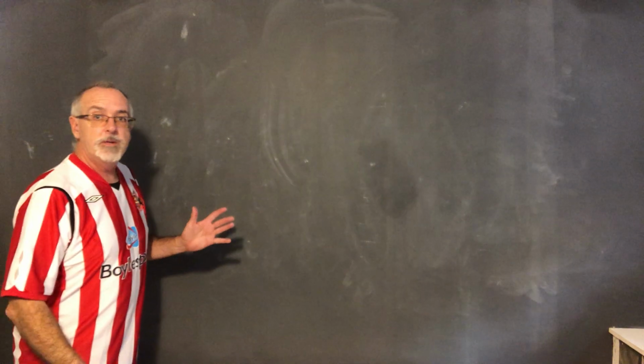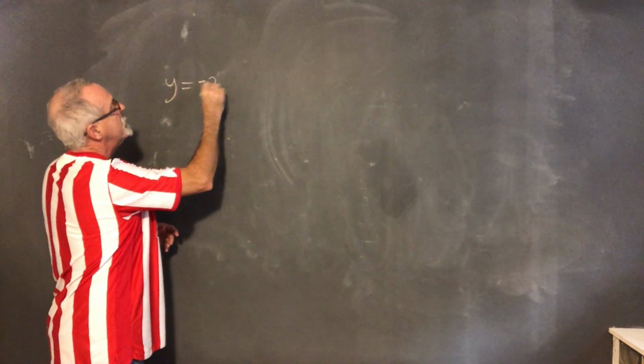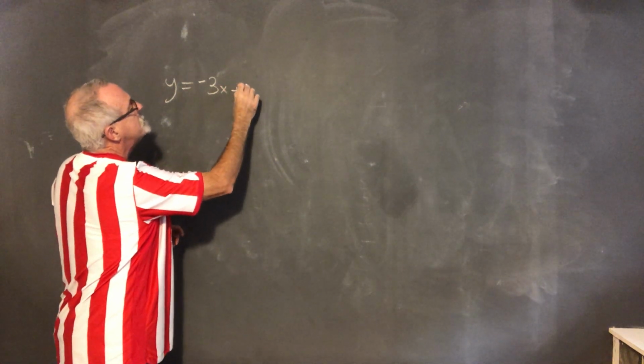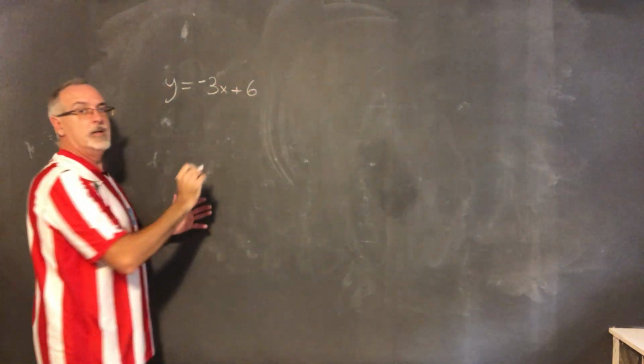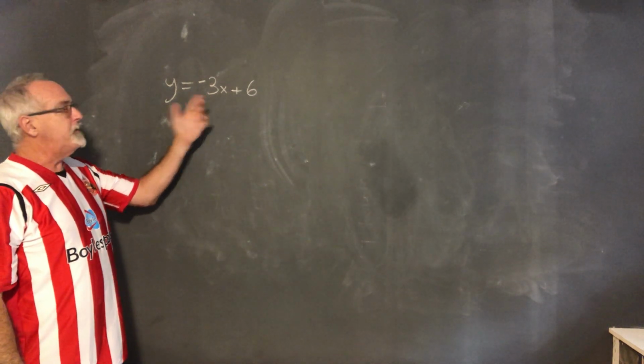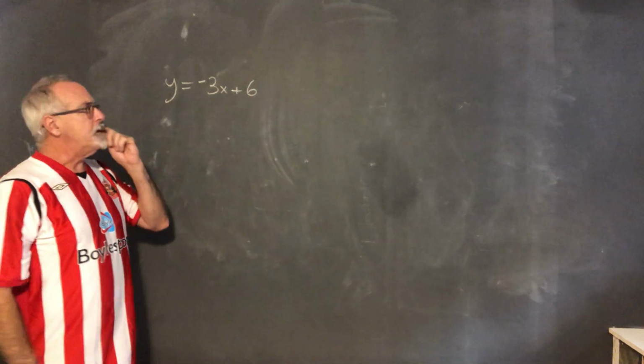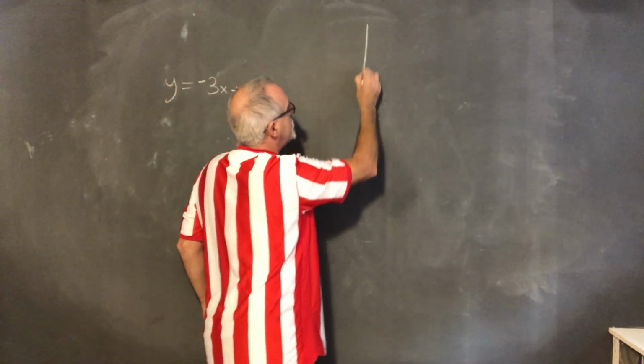How about if we have y equals -3x plus 6. Okay, so what's different here? My m is negative. I have a negative slope. I have a negative rise over run. It means a lot of things here. Let's graph. Let's make a graph.